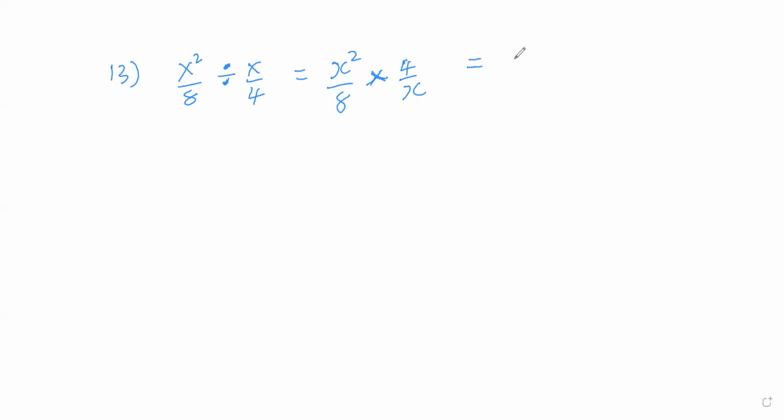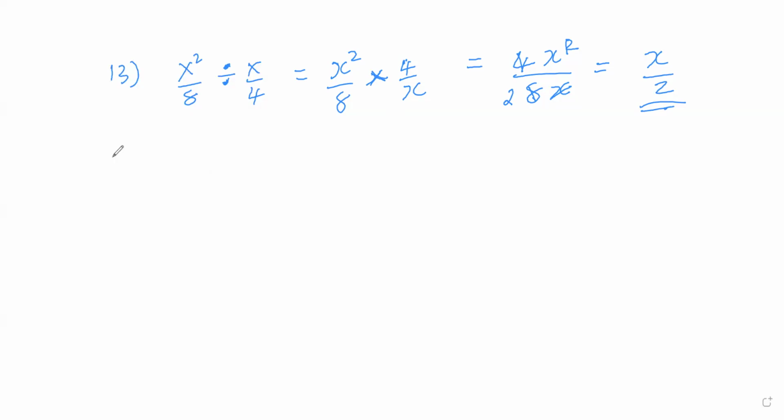So from here, it's 4x squared over 8x, right? So this x is going to cancel with one of the x's there, and then 4 divided by 8 is going to be 2, basically. So we are left with x over 2 as our simplified form.